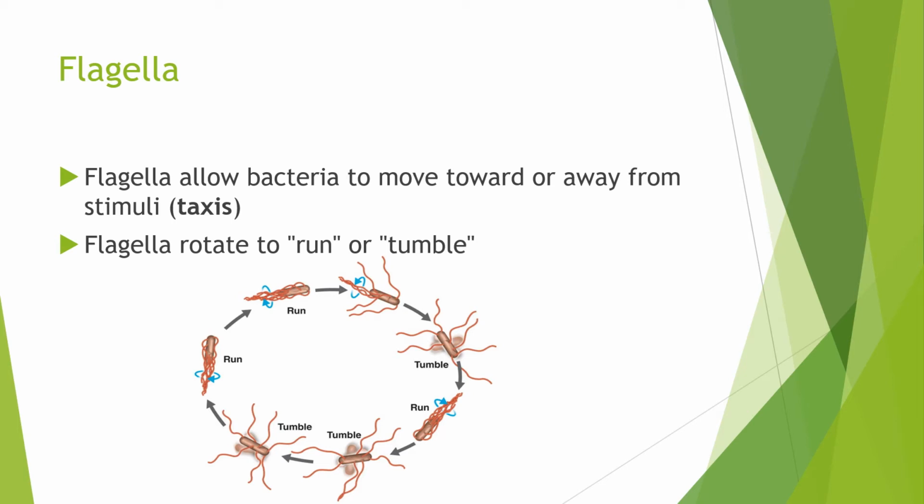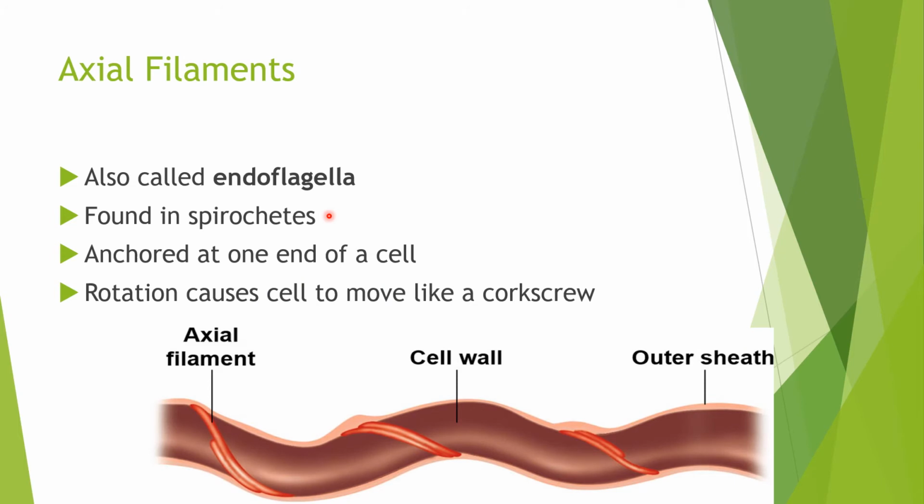coli H7. The H7 part is referring to the flagellum. Some bacteria are known as spirochetes, and those spirochetes have an axial filament. Another name for axial filament is an endoflagella. Endo because it's inside. So when we looked at the flagella previously, you saw how the flagella was sticking out of the surface of the bacteria.